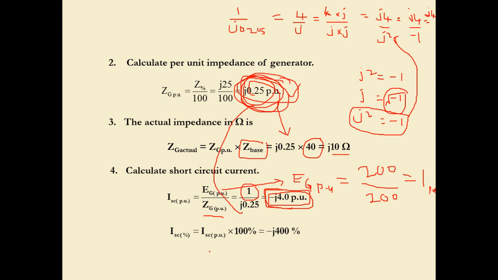So what about the percentage? Just multiply by 100. So negative J4.0 multiplied by 100 gives negative J 400%. This is the short circuit current in percentage.